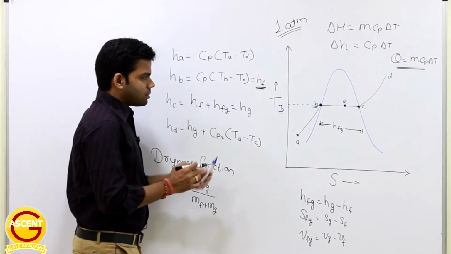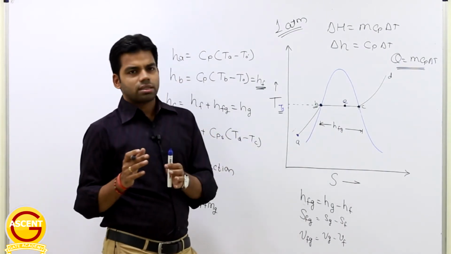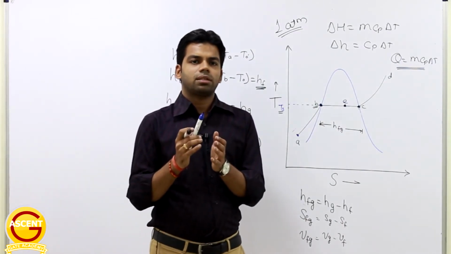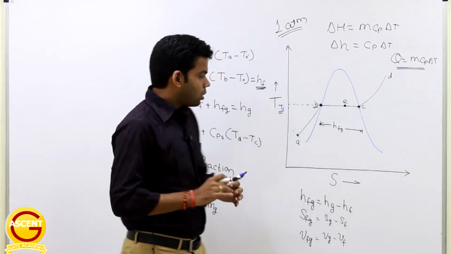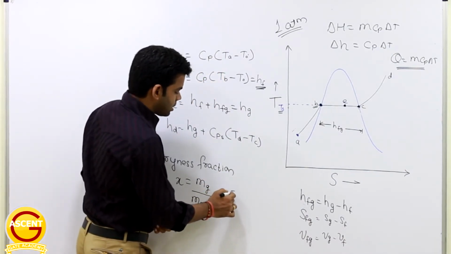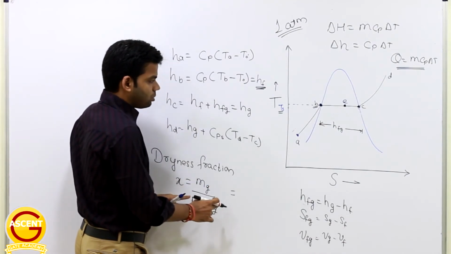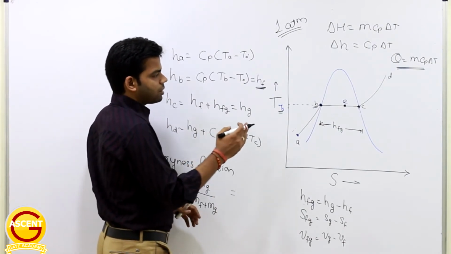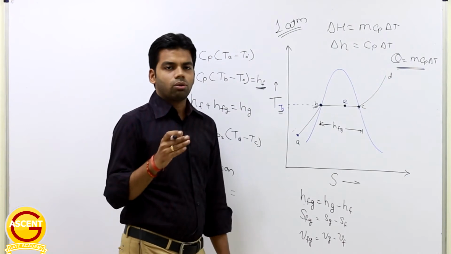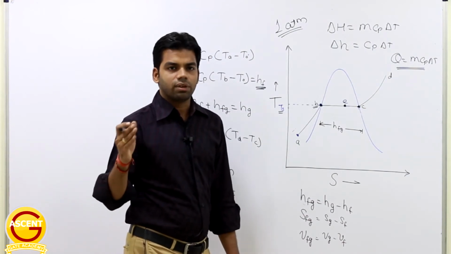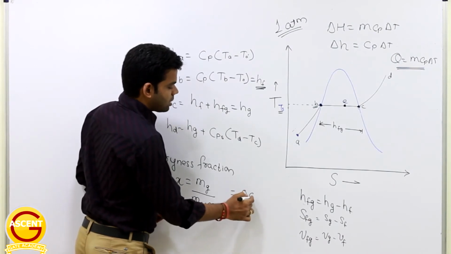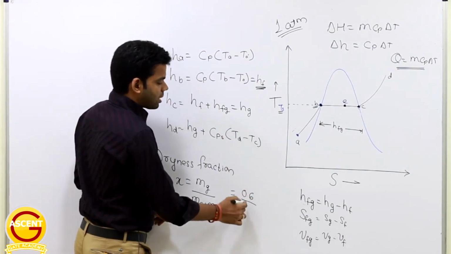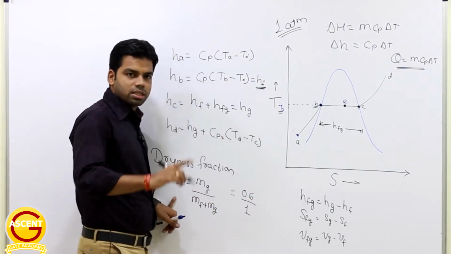Now let's suppose I was giving you the example of 60%. Let's suppose 60% of the water is converted to steam. What will be the dryness fraction in that particular case? 60% of water is converted to steam. Suppose we have 1 kg of water, out of which 0.6 kg is converted to steam. So what will be the dryness fraction? This would be 0.6 divided by total mass, which is 1 kg, 0.6 plus 0.4.